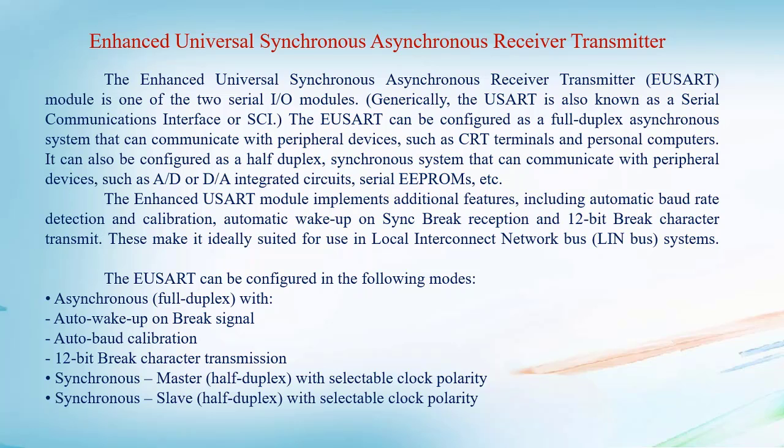The USART can be configured as a full duplex asynchronous system that can communicate with peripheral devices such as CRT terminals and personal computers. It can also be configured as a half duplex synchronous system that can communicate with peripheral devices such as A to D or D to A integrated circuits, serial EPROMs, etc.